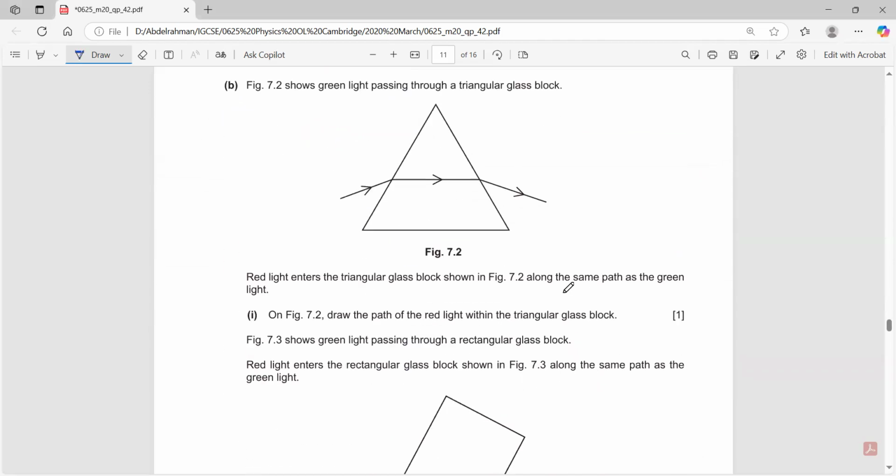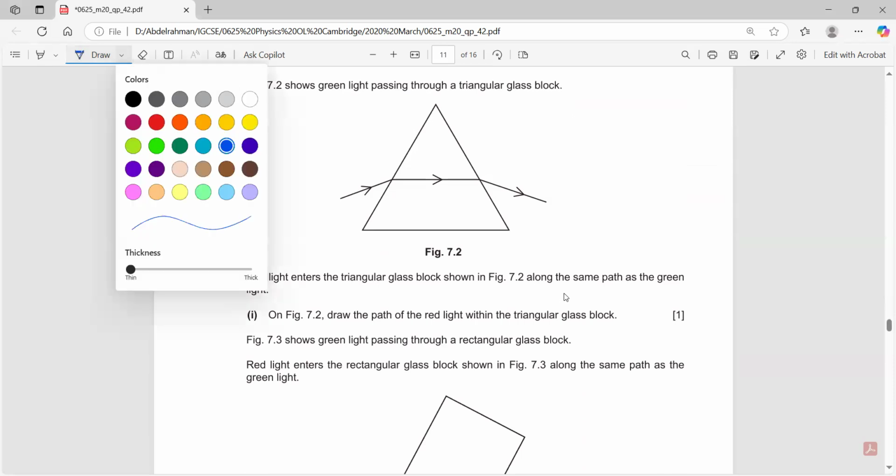Figure 7.2 shows green light passing through a triangular glass block. Red light enters the triangular block along the same path. Can I draw the red light? Yes. How can I draw the red light?